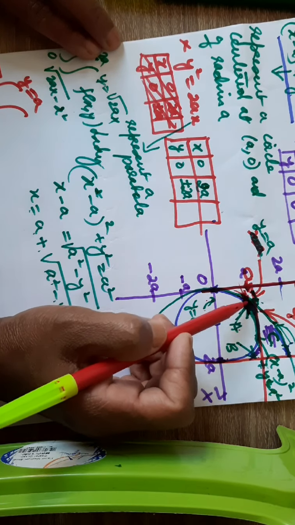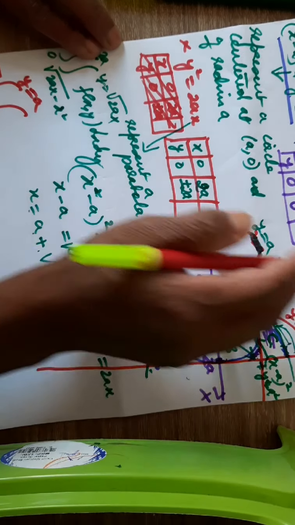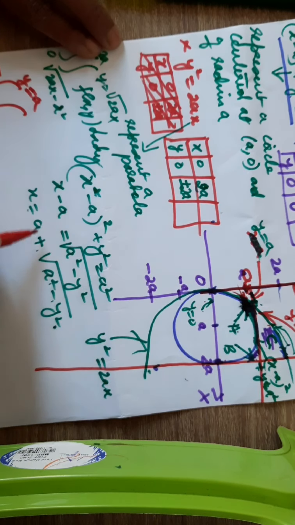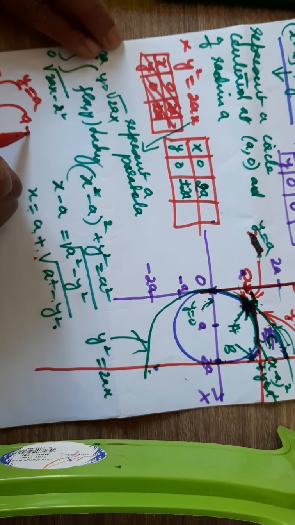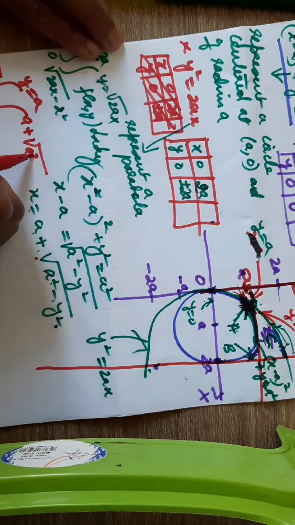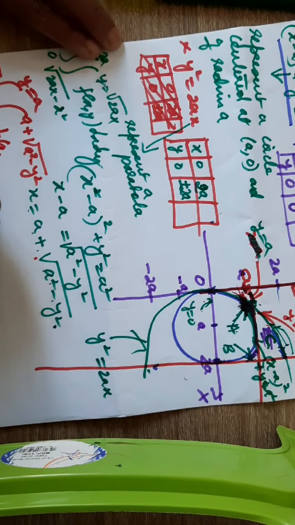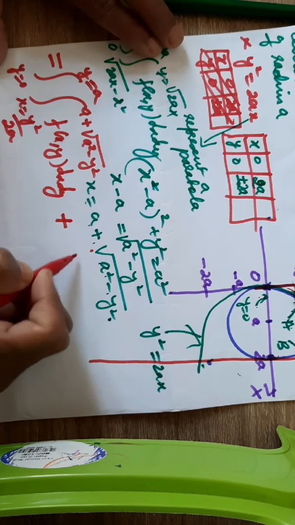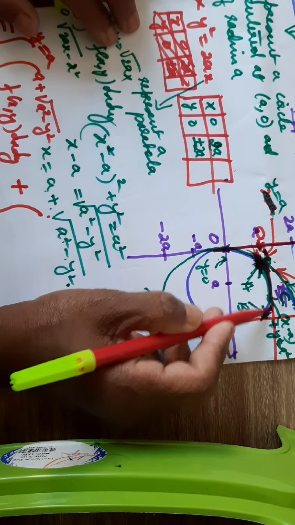This region is bounded from the left by this curve, so it will be x is equal to y square by 2a. Now x is equal to this one, a plus square root of a square minus y square, f(x,y) dx dy, plus now it will be this region B. Let us find out this.